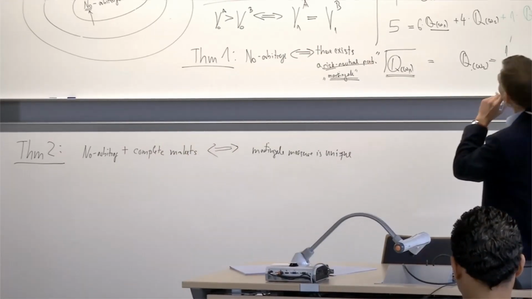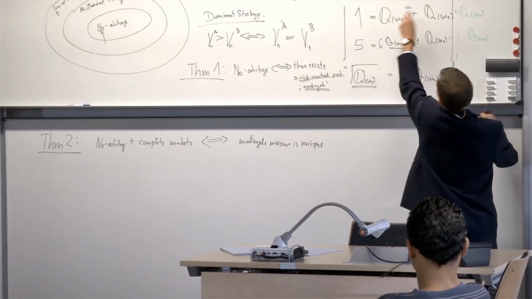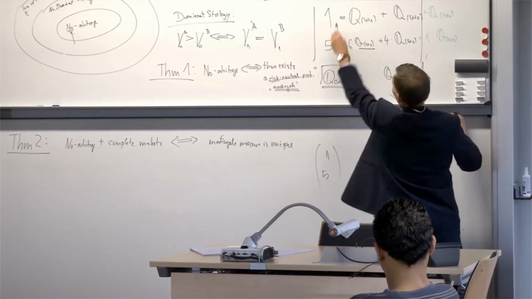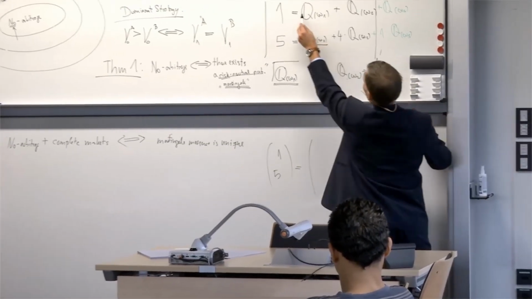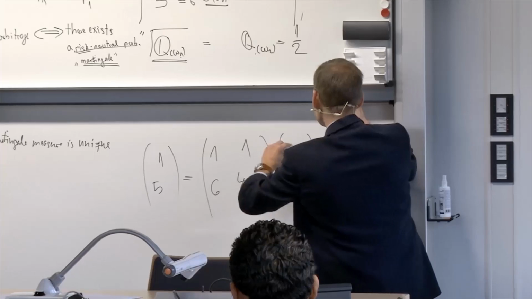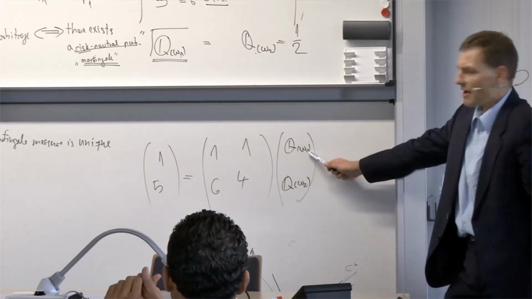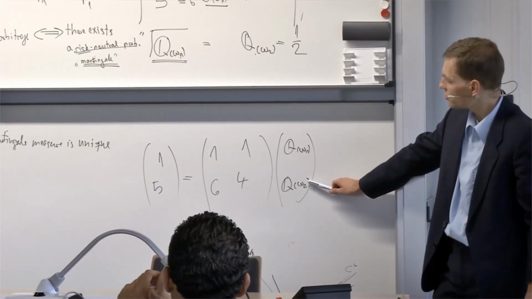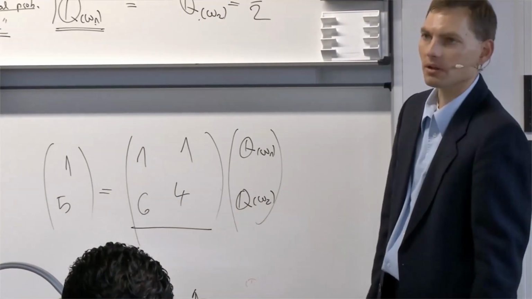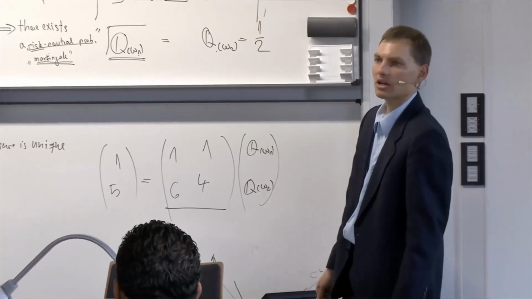And how can we prove that, or what is the requirement of a complete market? If I go back to this initial problem, we can write this in matrix form. On the left-hand side, we have 1, 5, and that is equal to a matrix covering the outcomes 1 and 1, and here 6 and 4, and then we have these 2 probability measures, Q omega 1 and Q omega 2. We can find Q omega 1 and Q omega 2 if we can solve this system of 2 equations in 2 unknowns. And this requires that this matrix A is invertible. If we can find the inverse of this matrix, then we can find an exact Q omega 1 and Q omega 2.